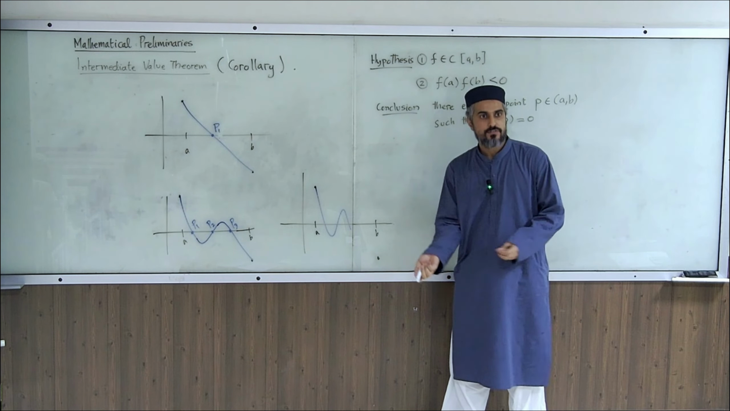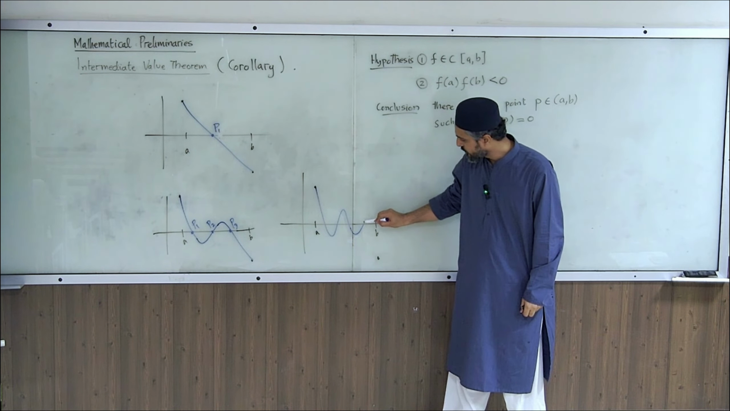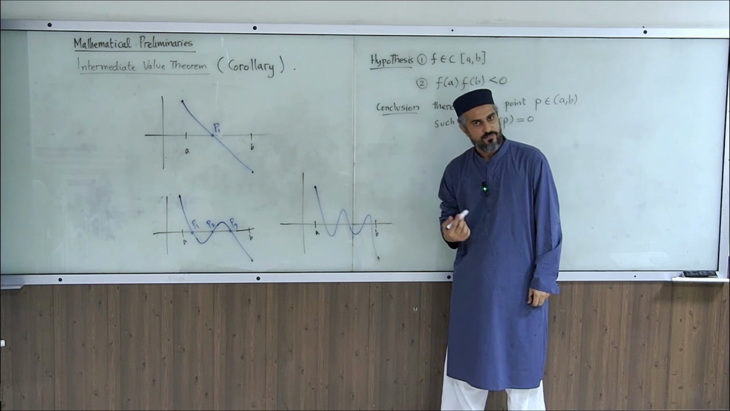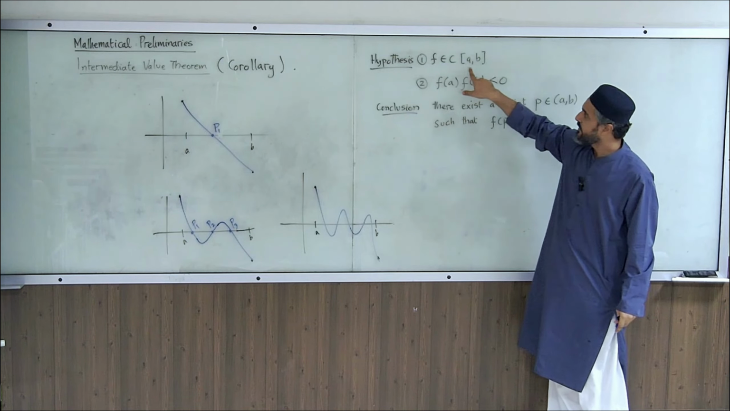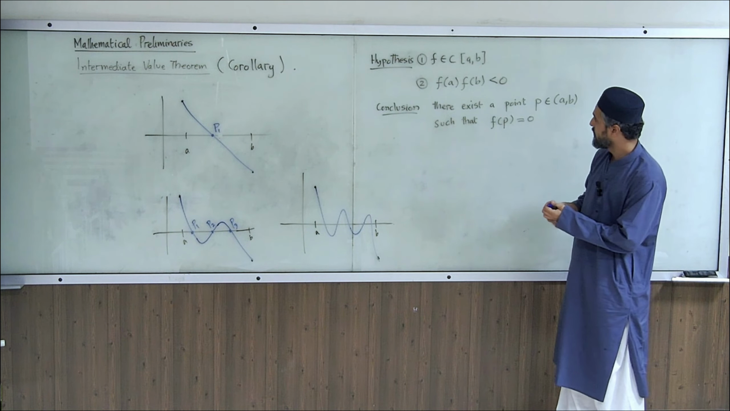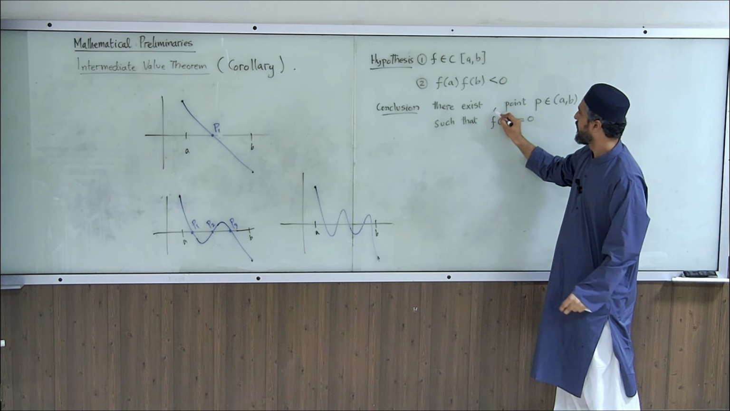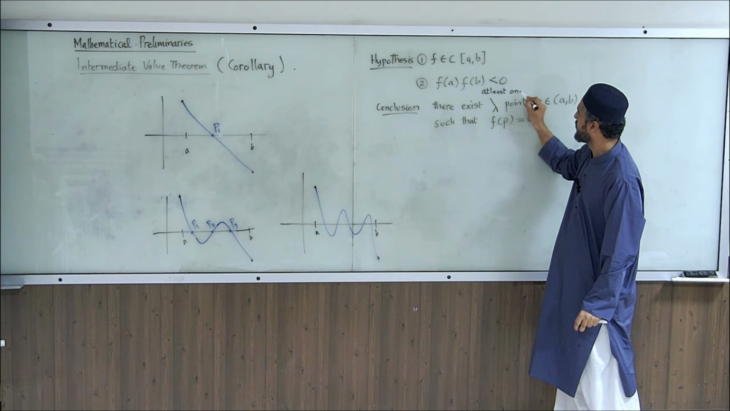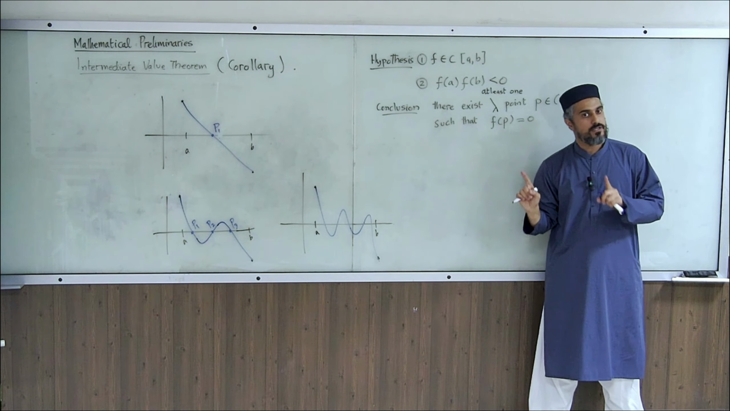Now if the number of solutions is more than 3, then I have to again cross the x-axis, and if I cross the x-axis, I have to come back to this height. So how many solutions do I have? 5 solutions. So let me write over here: if f is a continuous function on this interval and if this condition holds, then there exists at least one point. The minimum requirement is there is at least one solution.